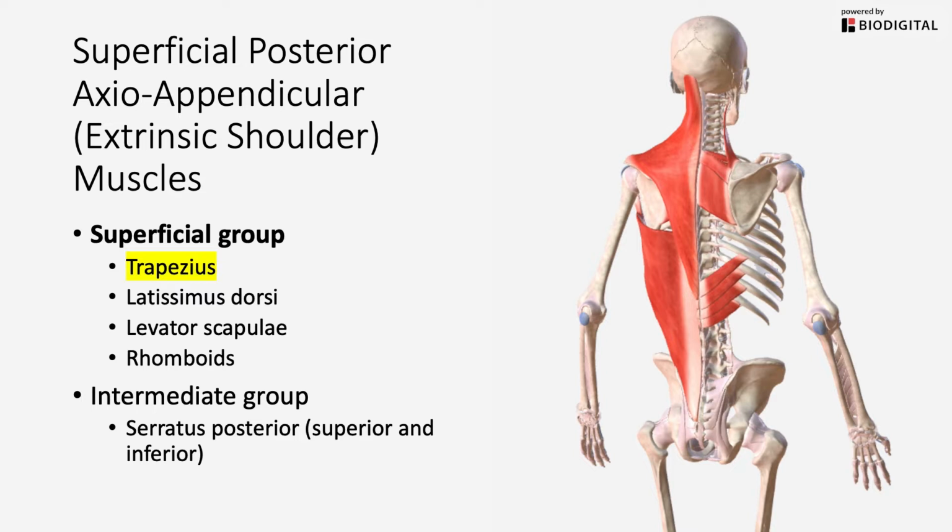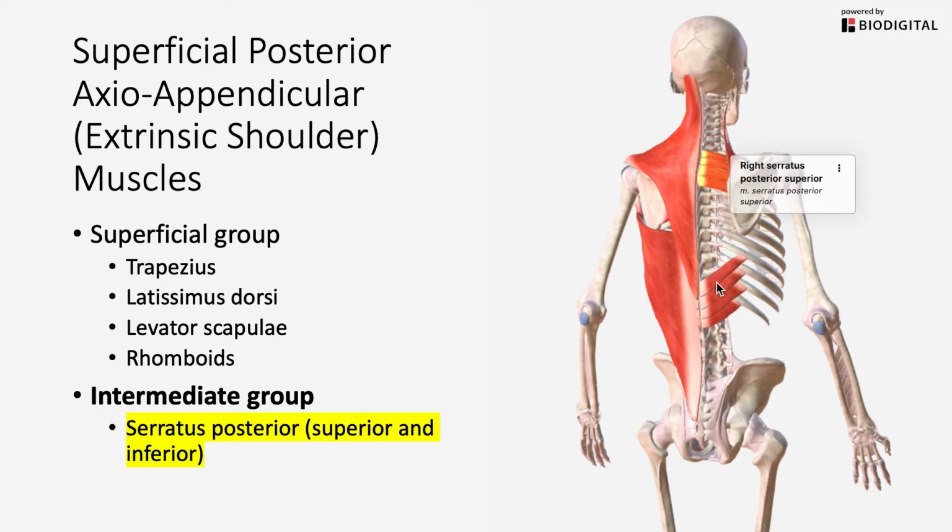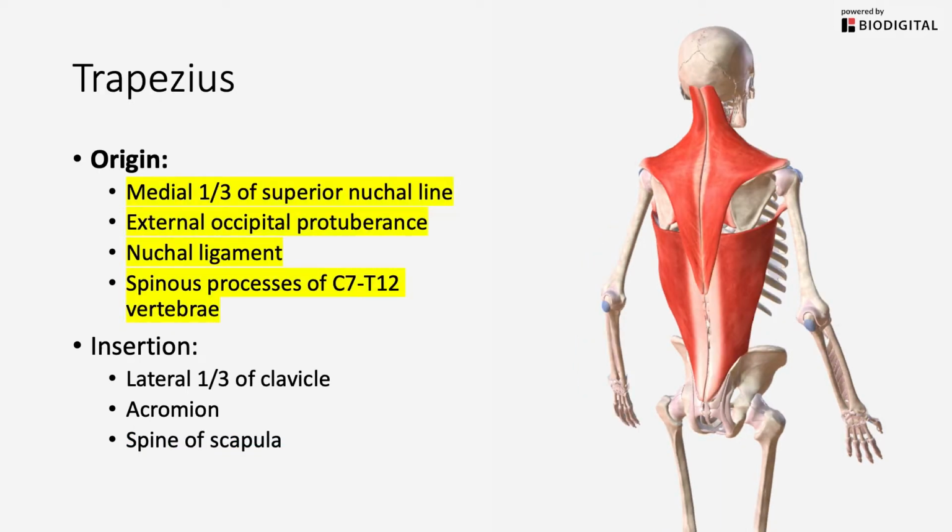Let's start going over the muscles. So the muscles that we're going to go over today is the superficial group, which consists of your trapezius, latissimus dorsi, levator scapulae, and rhomboids. And in the intermediate group, what I mentioned in the intro, we are going to go over the serratus posterior, where probably a lot of you have not been familiarized with the serratus posterior, so that will be an interesting muscle to cover. So getting started with the trapezius.